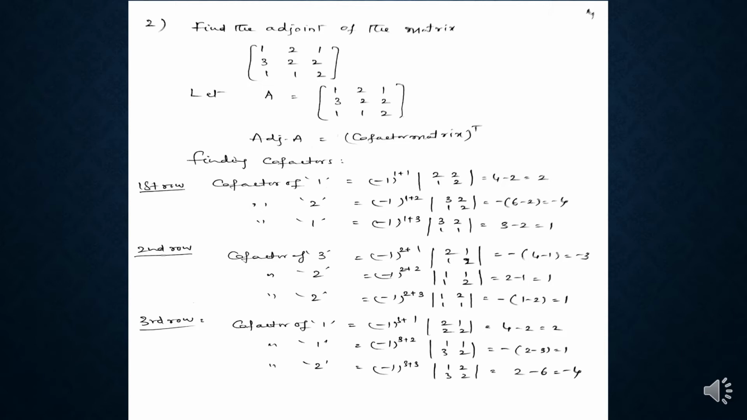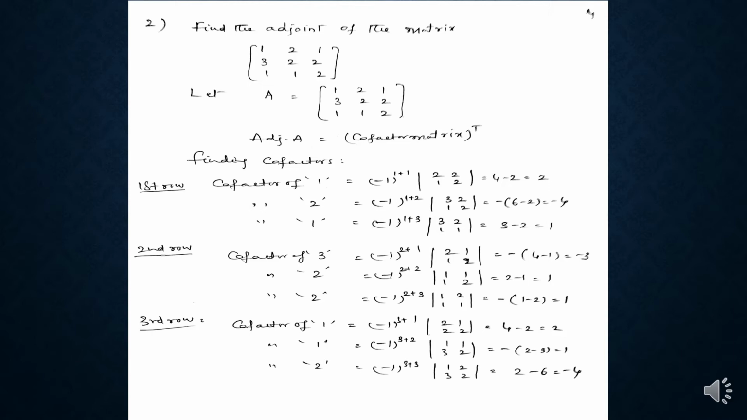Now by taking the third row, the cofactor of 1 is equal to minus 1 whole to the power of 3 plus 1 into the determinant 2 1 2 2, that is 4 minus 2, that is equal to 2. And the cofactor of 1 is minus 1 whole to the power of 3 plus 3 into the determinant 1 1 3 2, that is 2 minus 3, minus of 2 minus 3, that is equal to plus 1.